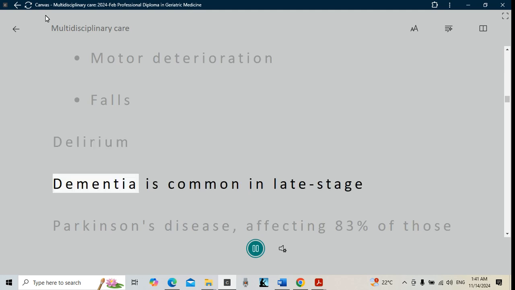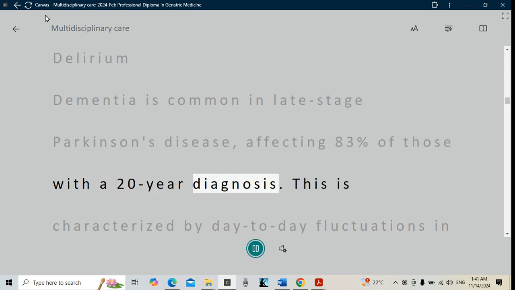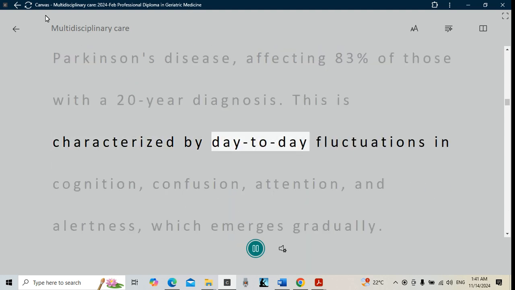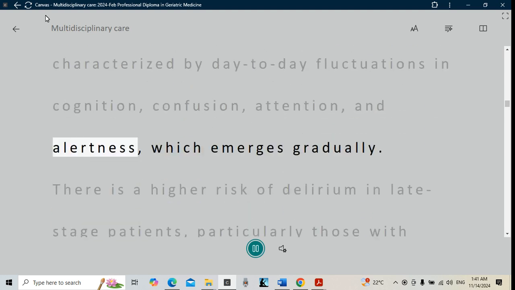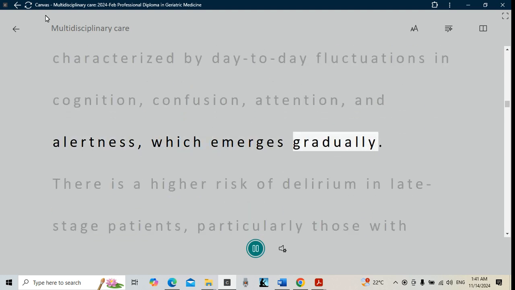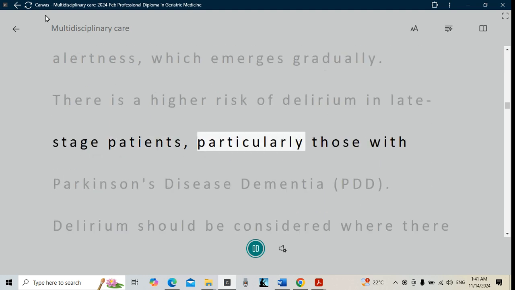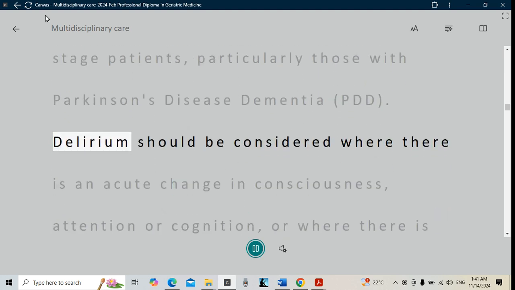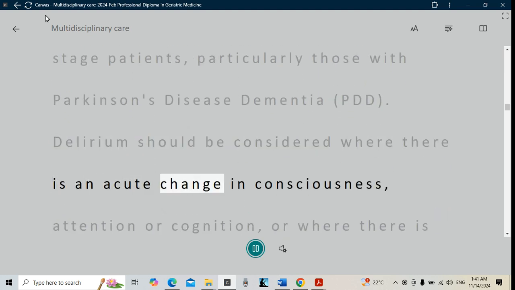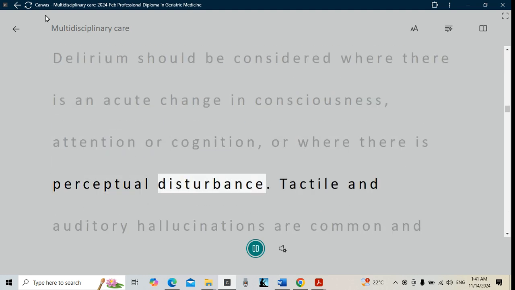Delirium. Dementia is common in late-stage Parkinson's disease, affecting 83% of those with a 20-year diagnosis. This is characterized by day-to-day fluctuations in cognition, confusion, attention, and alertness, which emerges gradually. There is a higher risk of delirium in late-stage patients, particularly those with Parkinson's disease dementia, PDD. Delirium should be considered where there is an acute change in consciousness, attention, or cognition, or where there is perceptual disturbance.